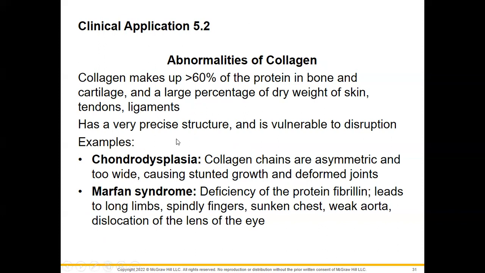Make sure you read this clinical application about abnormalities in collagen. So if collagen is not built the way that it should be built, it doesn't lay down in the body the way that it should be laid down. Here are some of the things that can go wrong in the body. Here's some of the disease states that can be caused by this abnormality in the collagen.